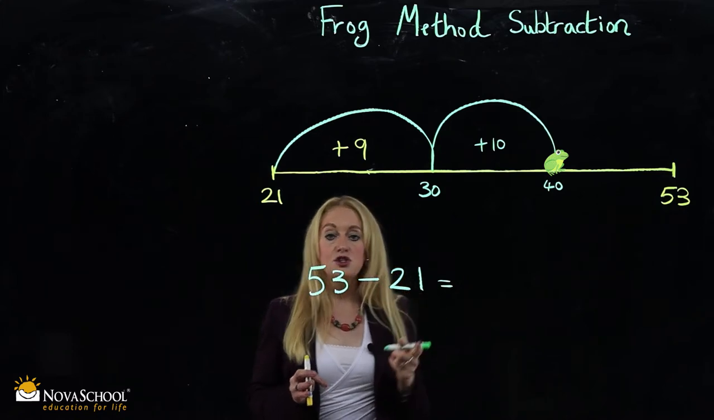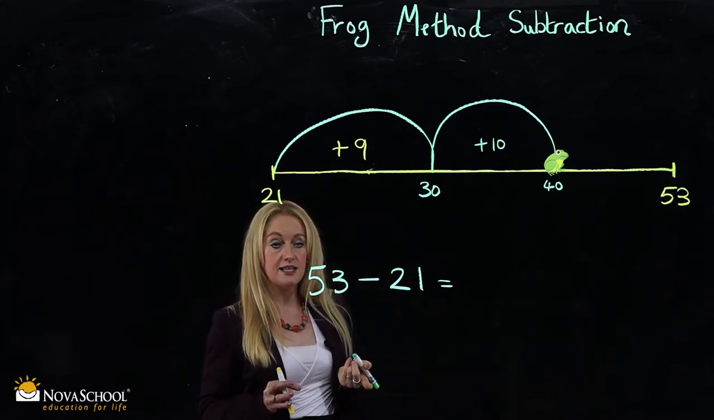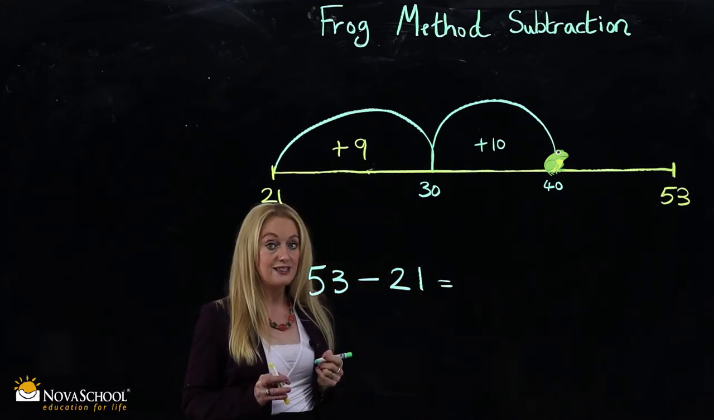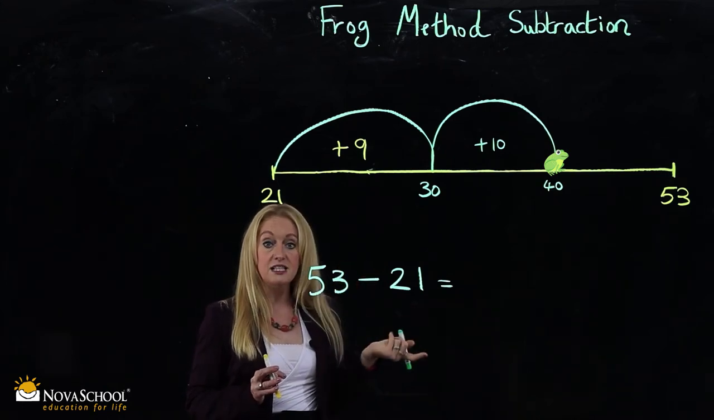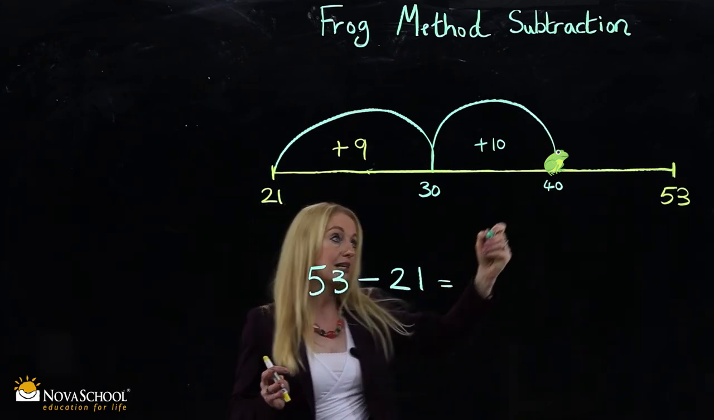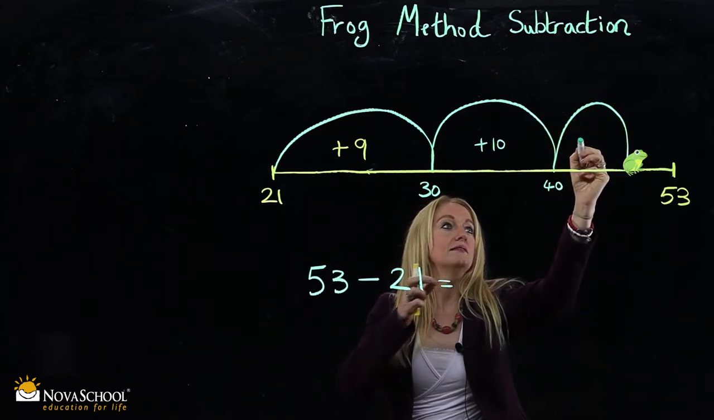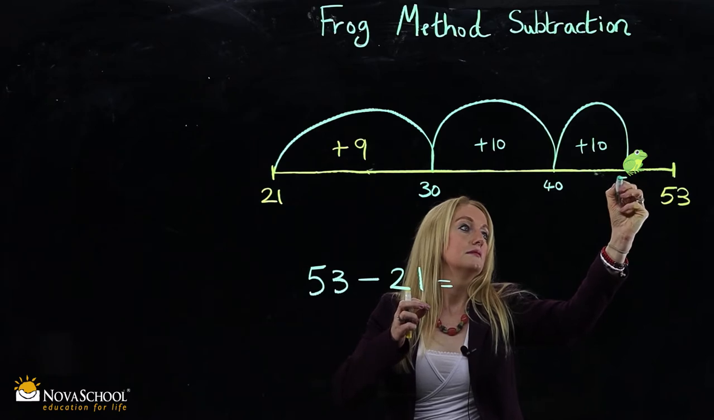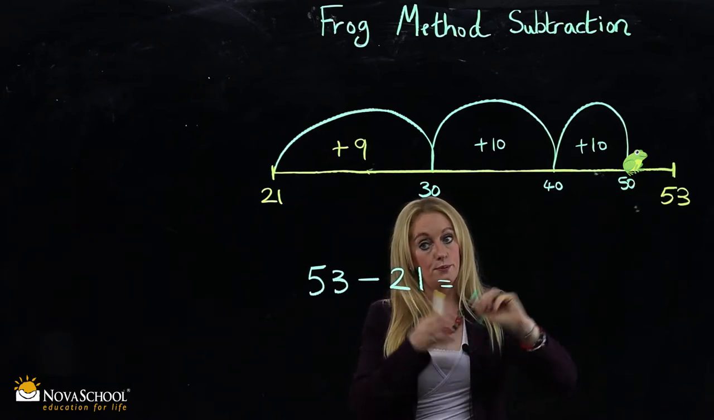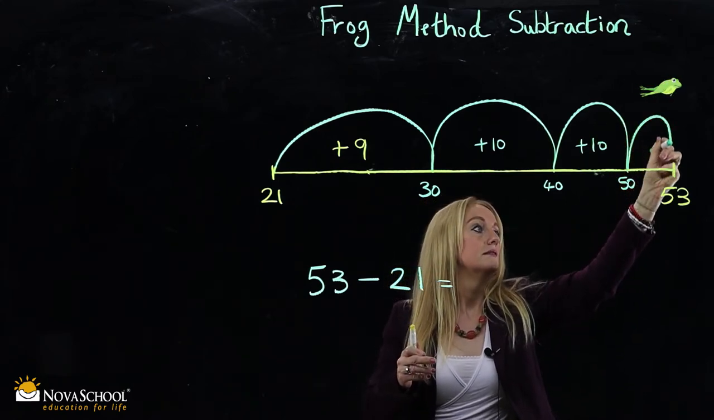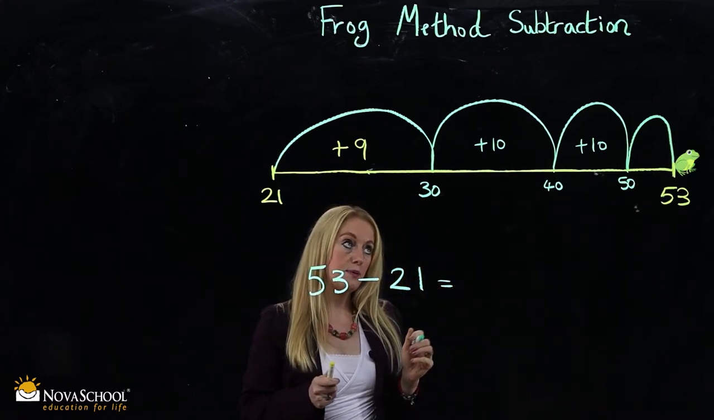Now, as our students become more confident with this, they might want to jump 20 at this point and go from 30 straight to 50. However, let's do another jump and we can add another 10. And then the final jump will be the plus 3.